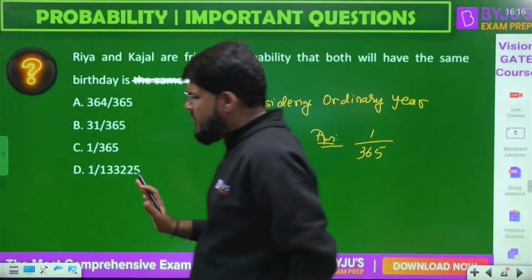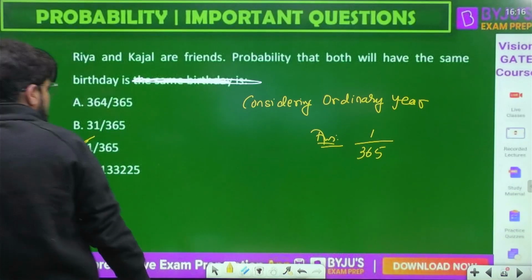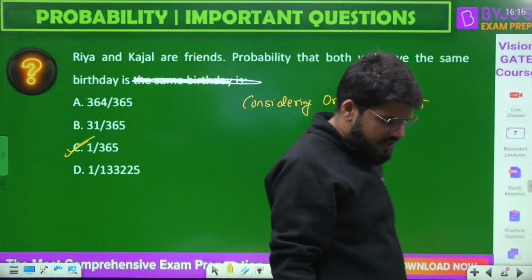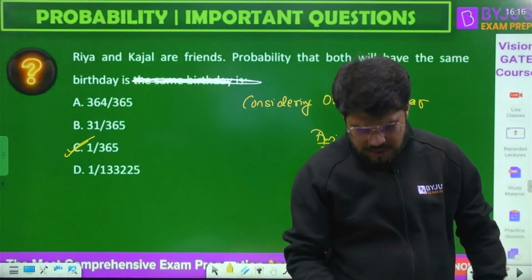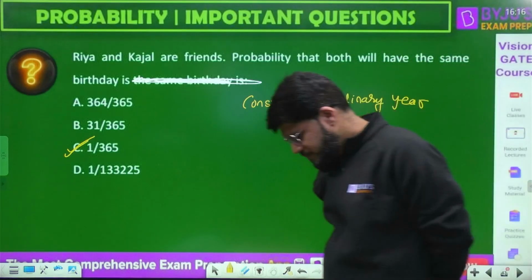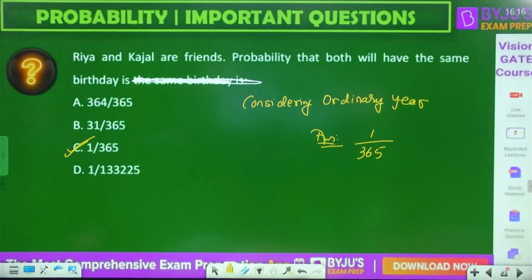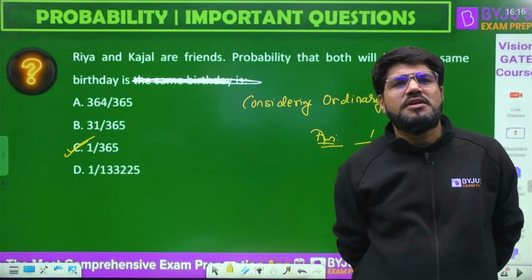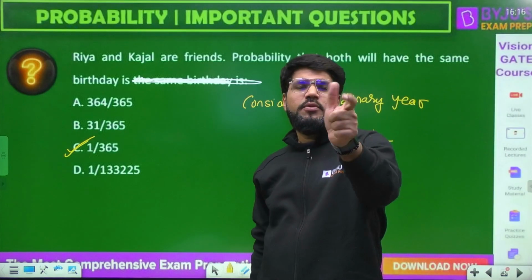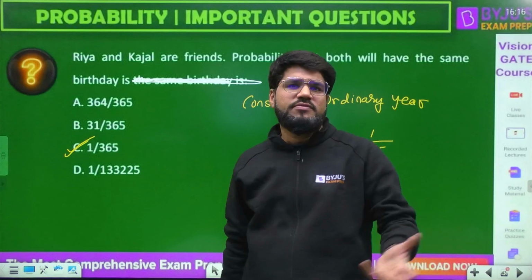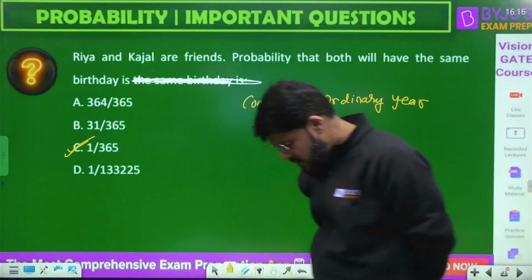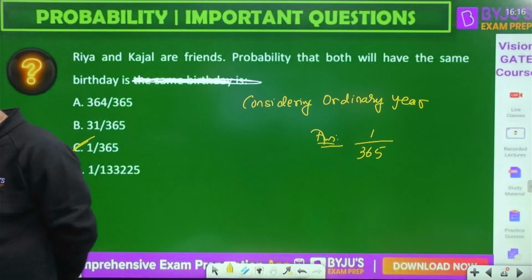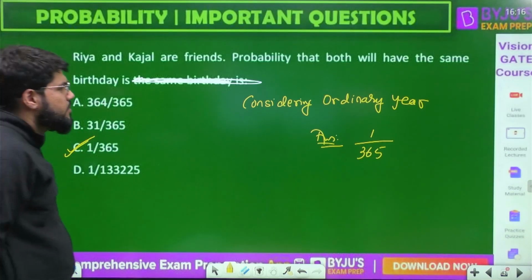Very logical question. 1 by 365, the correct answer is C. So you can fix that Riya is born on any particular day, suppose 24th December. For Kajal, the favorable case is only one day, 24th December, whereas the total is 365. So 1 by 365, simple answer. Next question then.